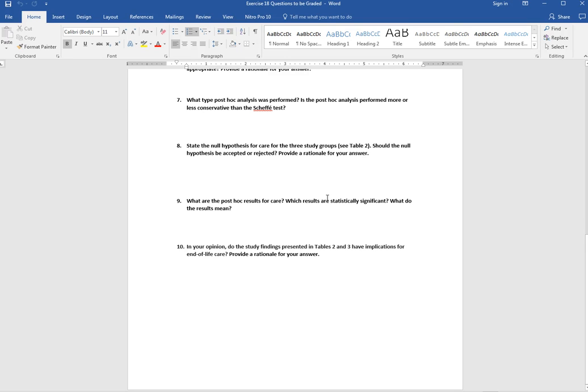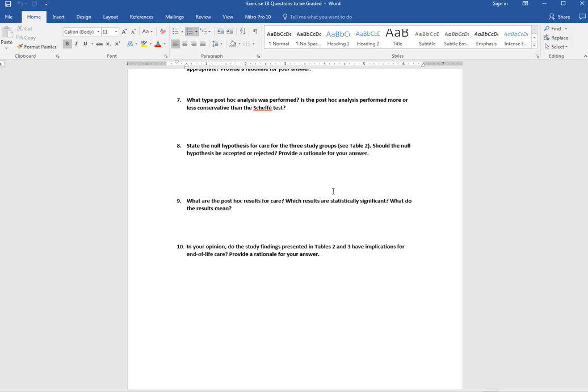Number 8, state the null hypothesis for care for the 3 study groups. So our null hypothesis is always going to be that there's no difference. So just put this into terms of the study that they're looking at. They're looking at the 3 groups of hospice. And so phrase that in terms of the null hypothesis that there's not going to be a difference.